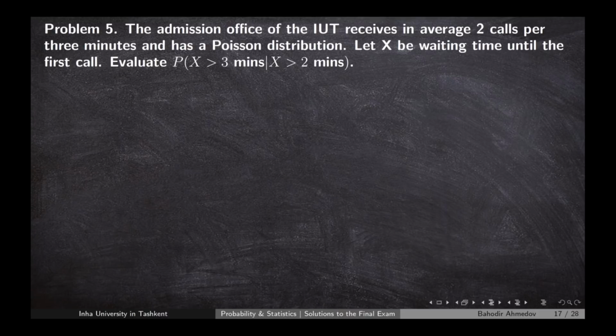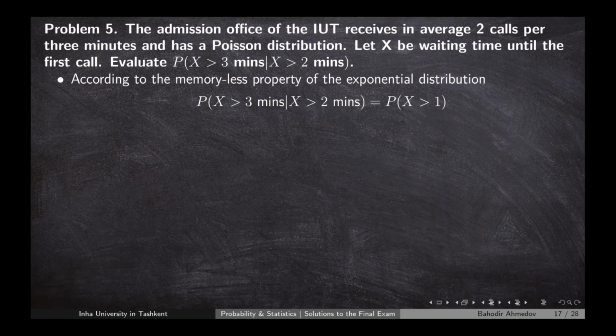In order to solve this problem, we're going to use the memoryless property of the exponential distribution. It basically tells me that the probability that we're waiting more than 3 minutes, if we have already waited more than 2 minutes, is the same as the probability of waiting more than 1 minute. So we just need to subtract this number from this number.